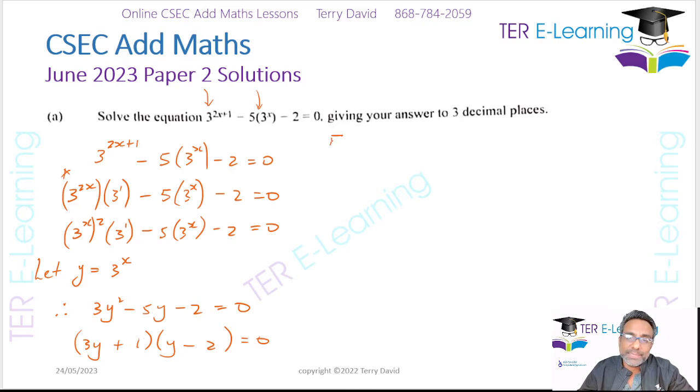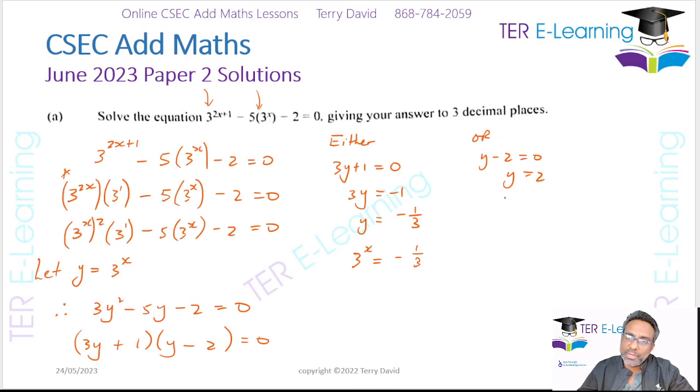So we can either say 3y plus 1 is equal to 0, 3y is equal to minus 1, y is equal to minus 1/3. Now remember, we made a substitution, so this is really 3 to the power x is equal to minus 1/3. The alternative is y minus 2 is equal to 0, y is equal to 2, so therefore 3 to the power x is equal to 2.